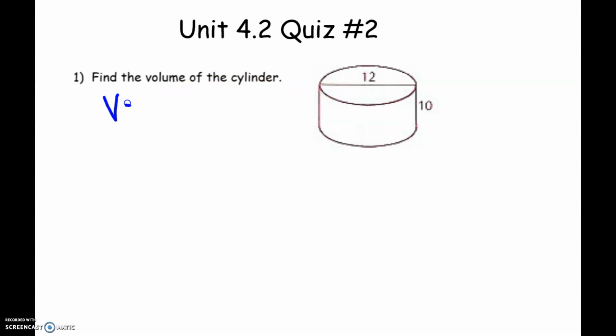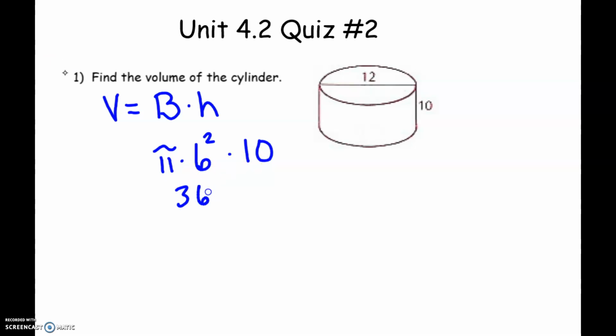If you remember, the volume of the cylinder is just found by finding the area of the base times the height. So the area of our base is a circle, so I'm going to do pi times my radius, which was 6 if the diameter is 12, squared, times the height, which was 10. So I'm just going to get 36 times 10, or 360 times pi. Run that through my calculator. I end up with 1,131.0 cubic units.